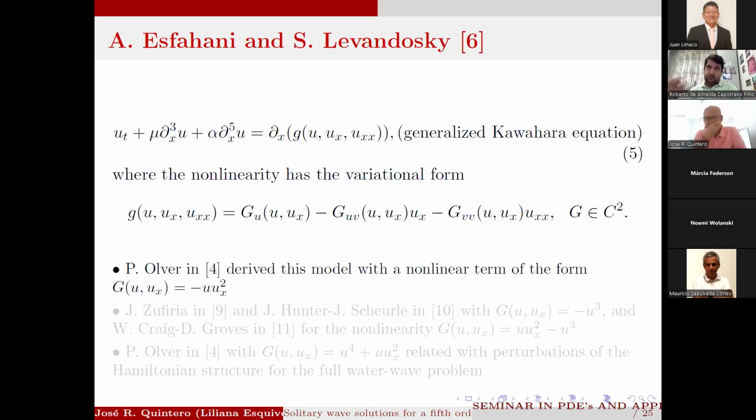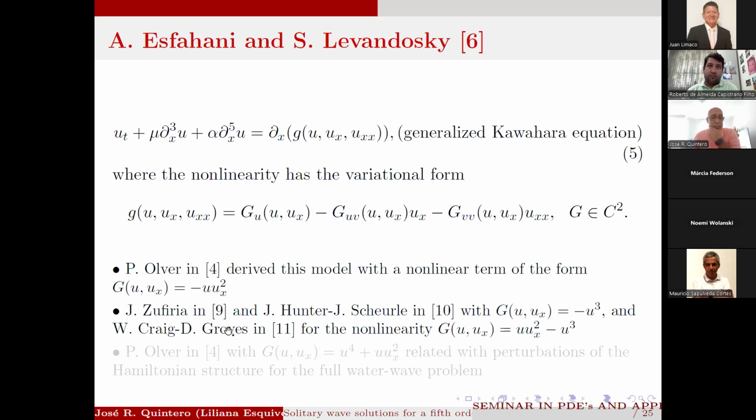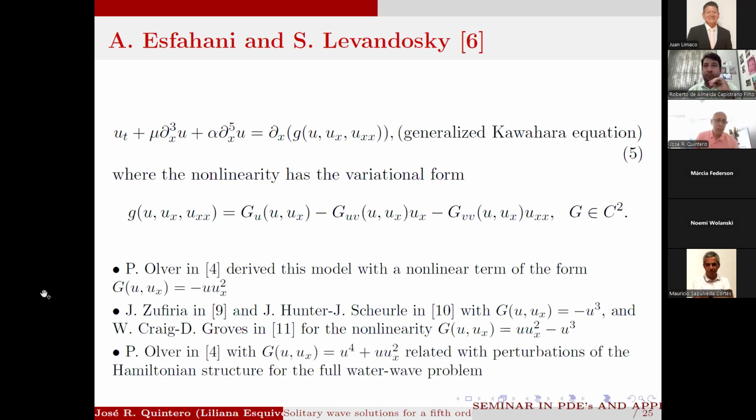And there is a derivation by Peter Olver when G is of this form. In this case, G is homogeneous, and also Sun, Hunter, Scheurle, and Craig and Groves also look for different types of nonlinearities. And the last one, which is Peter Olver's work, is very special because this one is now not homogeneous, right? This is of order 4, and this is of order 3. So there is a term of order 4, and this is a term of order 3. So this type of equation of order 5 has been studied a lot, and we want to try to say something about this KDV model.